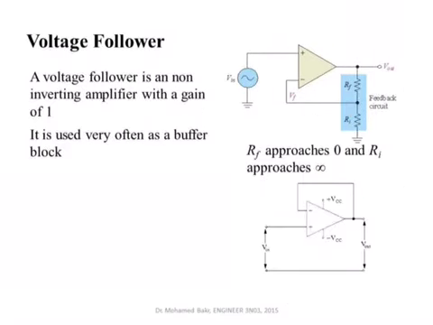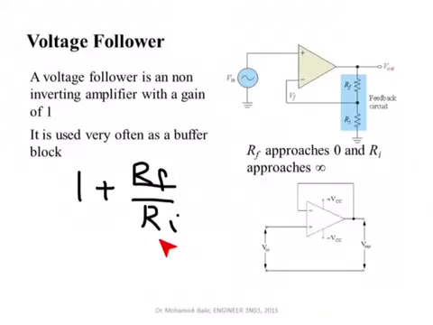Another circuit that we use very often as a buffer is this circuit. When we take the limit, when we make Rf go to 0 and Rn go to infinity, this becomes open circuit, this becomes short circuit. Then the gain of a non-inverting amplifier, which is 1 plus Rf over Rn, you take the limit as Rf goes to 0, and Rn goes to infinity. 0 over infinity will give you 0. Then the gain that you will see in this circuit is simply equal to 1.